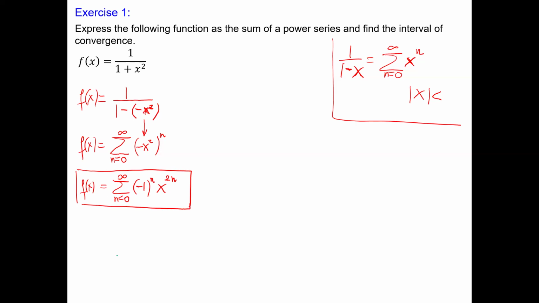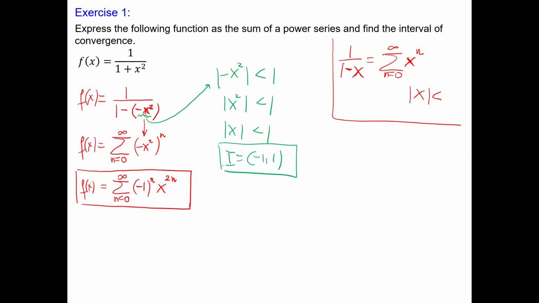Finding the interval of convergence, we know that this is called the common ratio. This means the absolute value of the common ratio must be less than 1. Absolute value of negative numbers are positive numbers. We may take the square root of both sides. Theoretically it is the same, and practically. Okay, beautiful. This is the power series representation for the given function 1 over 1 plus x squared.